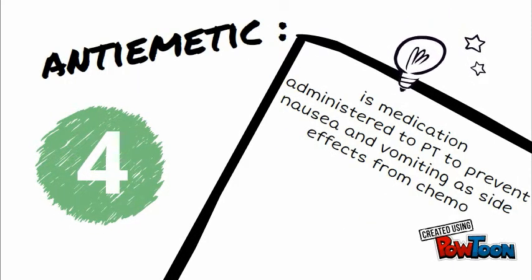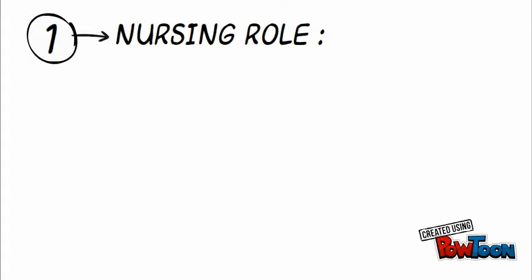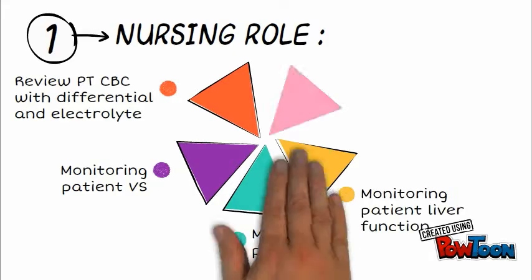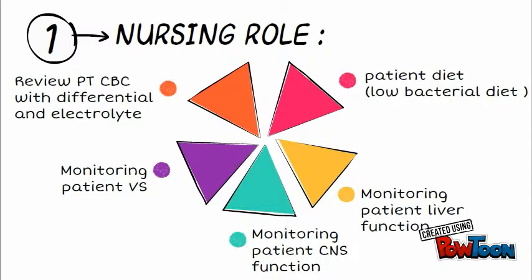Antiemetic is a medication administered to patients to prevent nausea and vomiting as a side effect of chemotherapy. Nursing role: review patient CBC with differential and electrolytes. Monitoring patient vital signs. Monitoring patient CNS function. Monitoring patient liver function. And also patient diet, low bacterial diet.